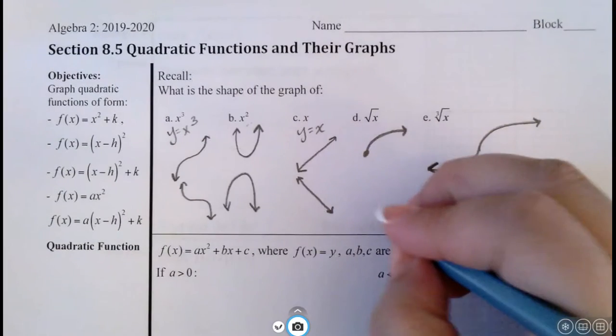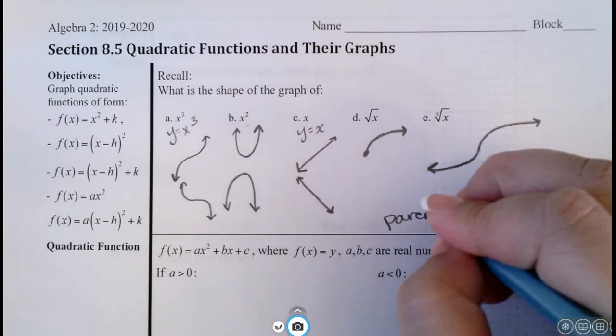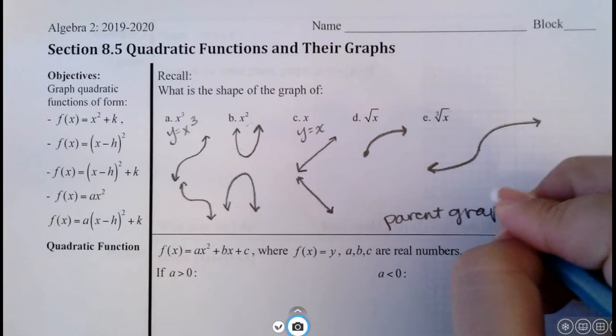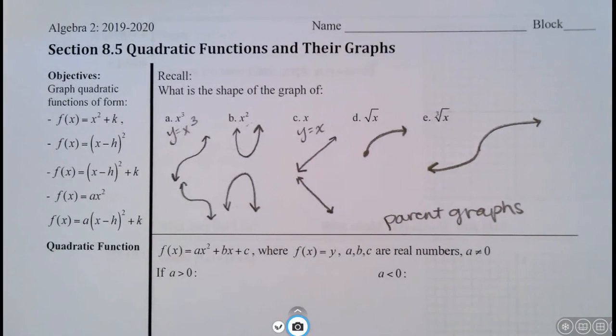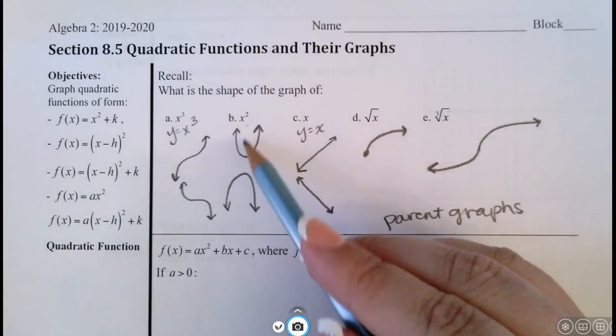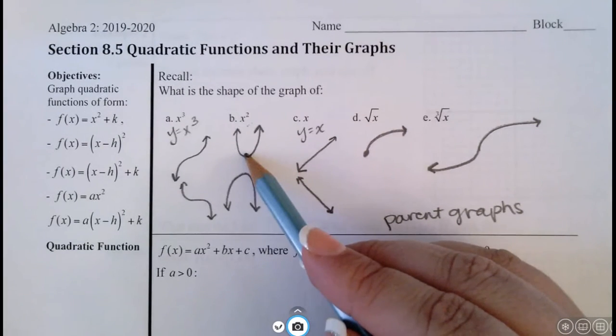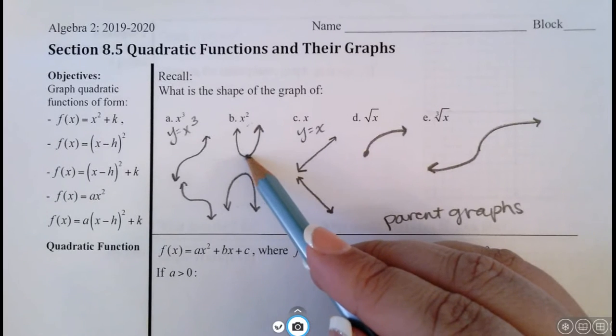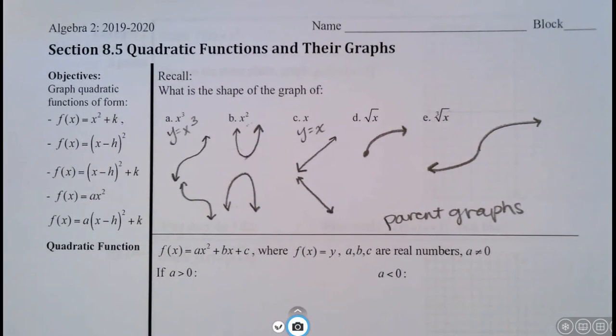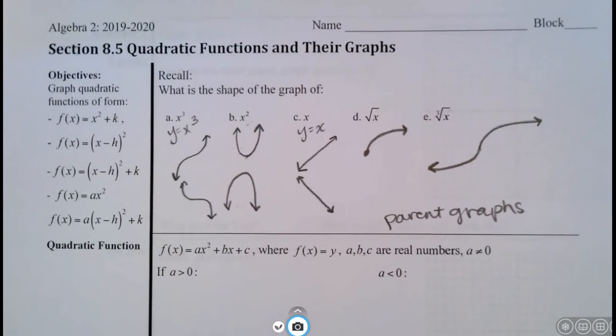We call them parent graphs because they are the general shape, but not the exact shape of our functions, right? If I had just y equals x squared, it would look like this with our vertex at the origin. This point at the bottom here is called a vertex. But usually we have something a little bit more complicated than that. So let's look at what happens when I have a quadratic function.